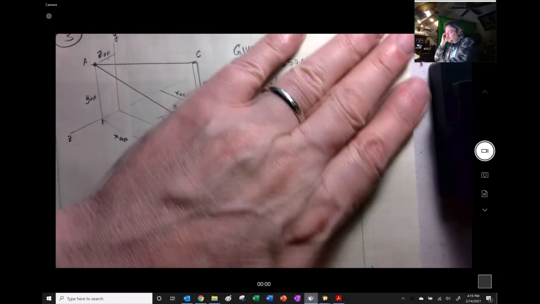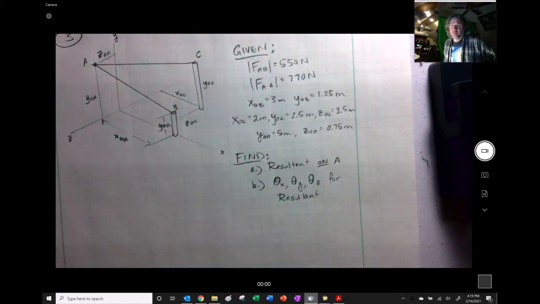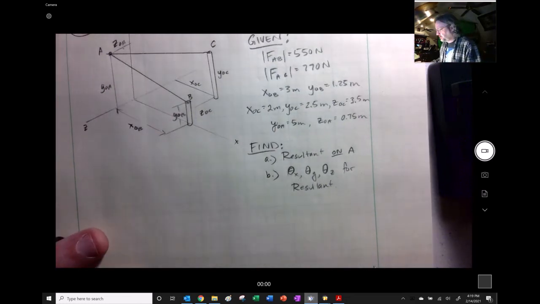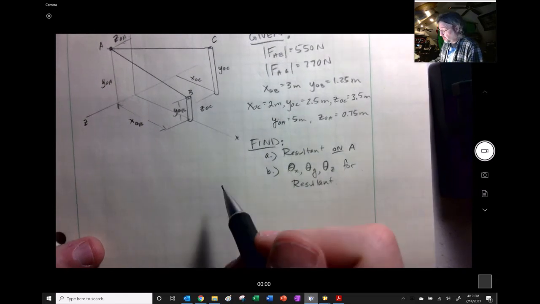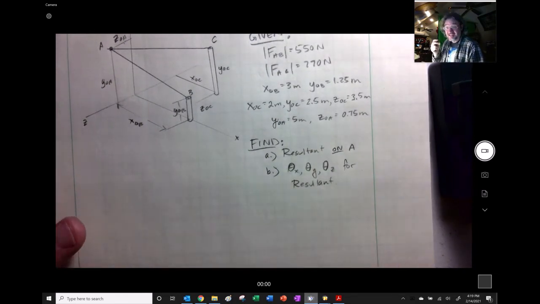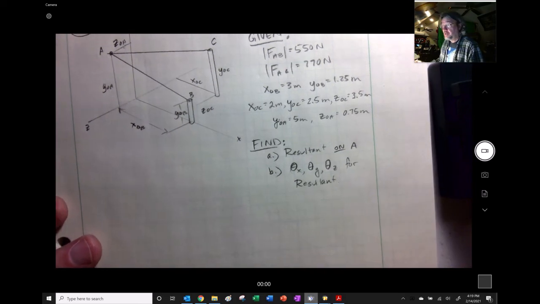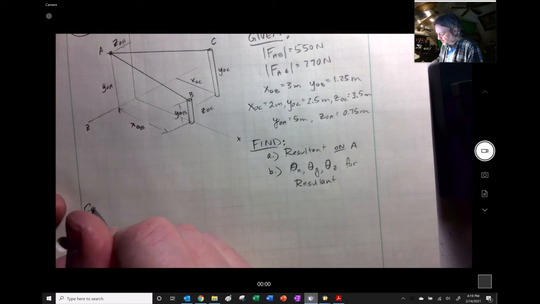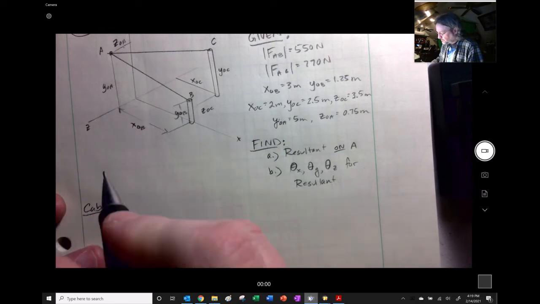Okay, so I try not to make these too long and have you spend too much time, but there's a certain amount of repetition I think that's necessary and good. And by the time you get done doing all three of these problems, you should be able to get these down pretty quickly, hopefully. That is, if you didn't get too frustrated by it. All right, so let's start out with the cable AB.